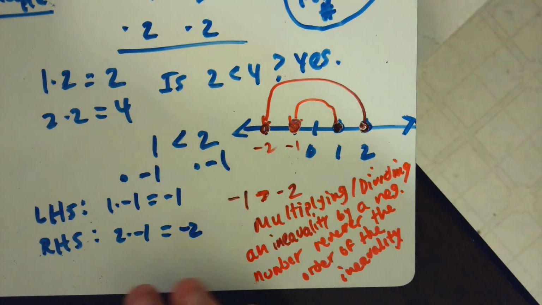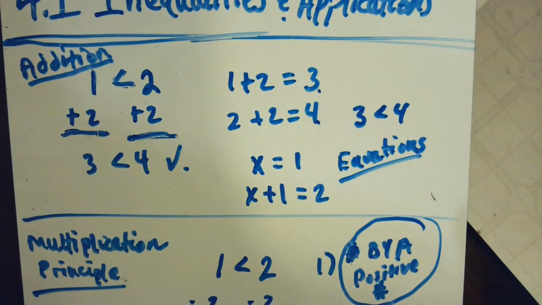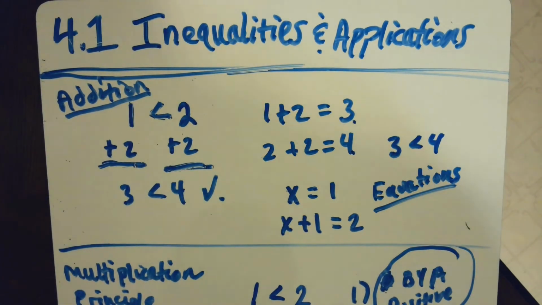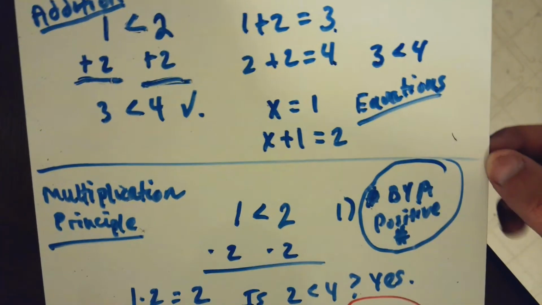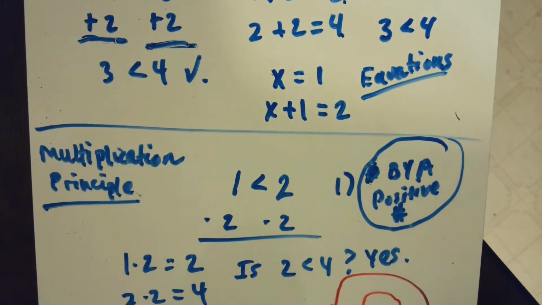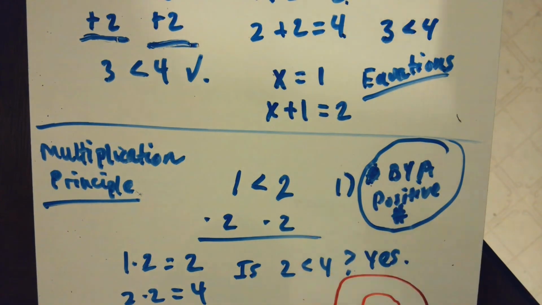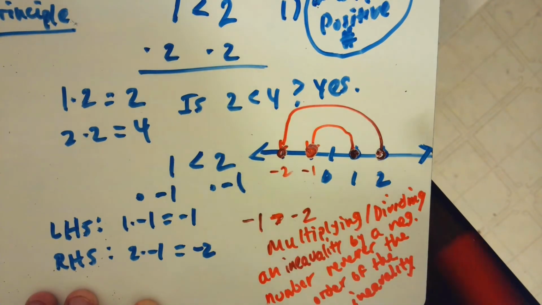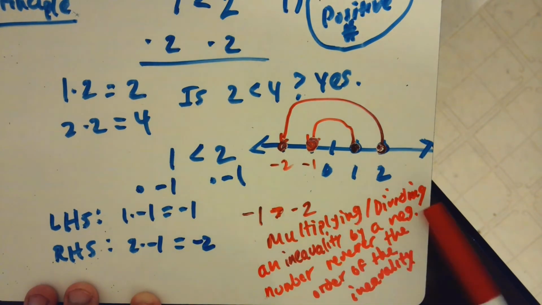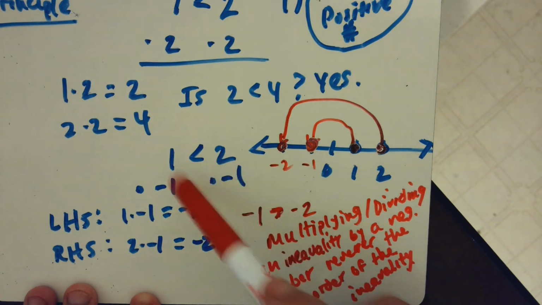Or maybe just to conclude, to summarize, the addition principle is exactly the same as for equations. You can add and subtract quantities from both sides of an inequality in the exact same way that you did before with equations. And now for the multiplication principle, you're totally fine multiplying an inequality by a positive number. It does not mess up the direction of the inequality. But just remember, when you multiply or divide by a negative number, that's when you have to remember to flip the inequality.